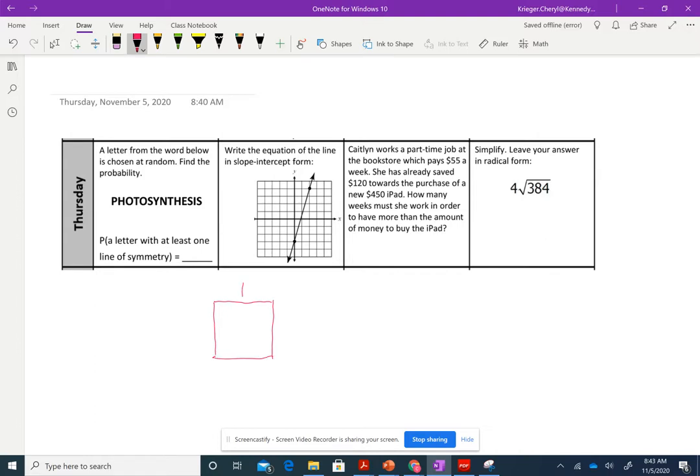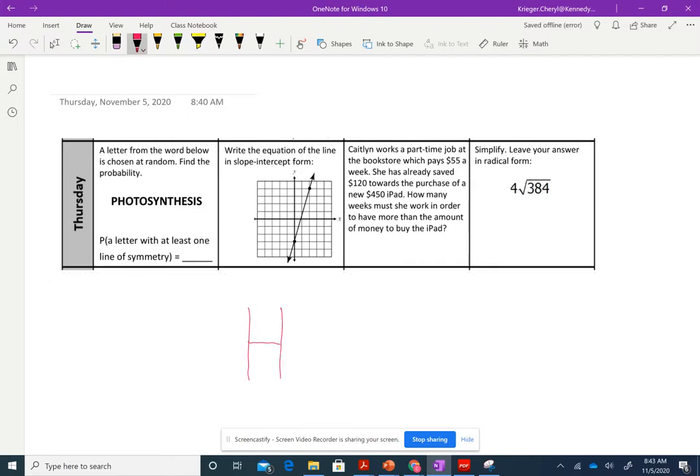A square actually has more than one line of symmetry. I can fold it in half this way and have two rectangles that are the same. Or I could fold it in half this way and have two rectangles that are the same. Or I could fold it in half diagonally and have two triangles that are the same. And then again here. I know it's not a perfect drawing, but I have 4 lines of symmetry of how I could cut my square.